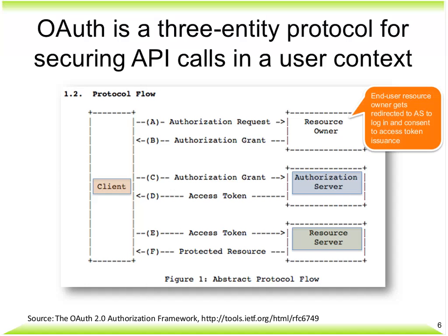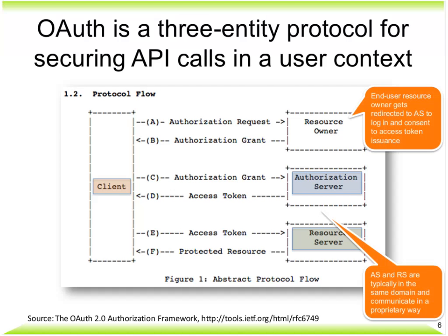Now, typically you have an authorization server that does access token issuance for more than one resource server, but they're typically assumed to be in the same domain or have some other tight coupling of their trust relationship. And you'll notice there's no arrows that go back and forth between the authorization server and the resource server because they do some communication, but it's typically in a proprietary way. We don't have visibility into that through the standard. So that's kind of how OAuth basically works, really quickly in a nutshell.